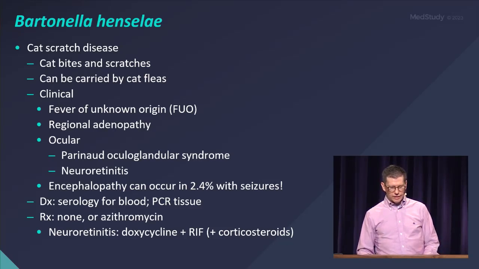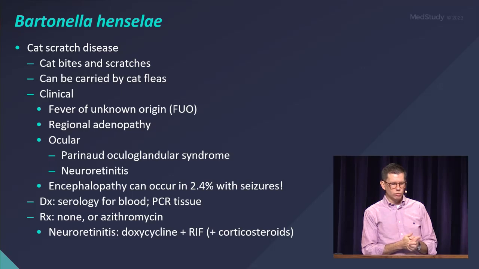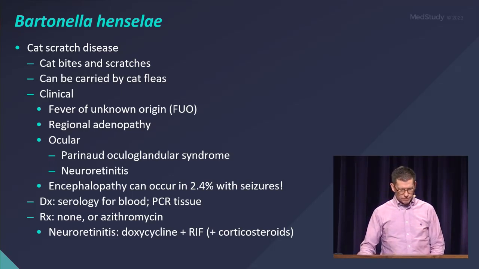We also diagnose it through serology in the blood, so IgG and IgM. We can do PCR. We typically don't do that in the blood because they're oftentimes not bacteremic when we see them. We do PCR oftentimes from the tissue. So whether it's from the adenitis tissue, skin tissue, whatever tissue we have, we'll send that for Bartonella PCR. The treatment usually is none. Even though it's a bacteria, it tends to sort of self-resolve. But if we have neuro involvement, including opto, we'll typically use doxy with rifampin and steroids.